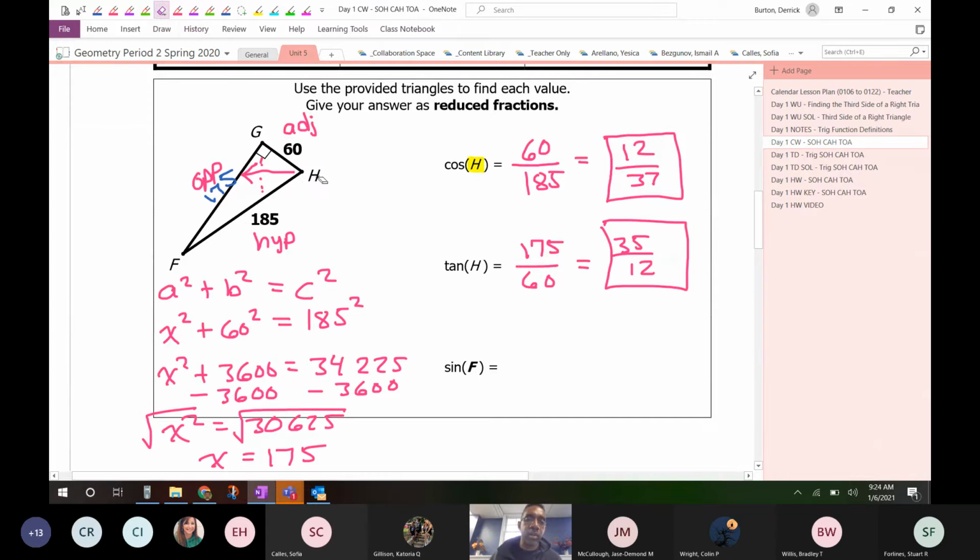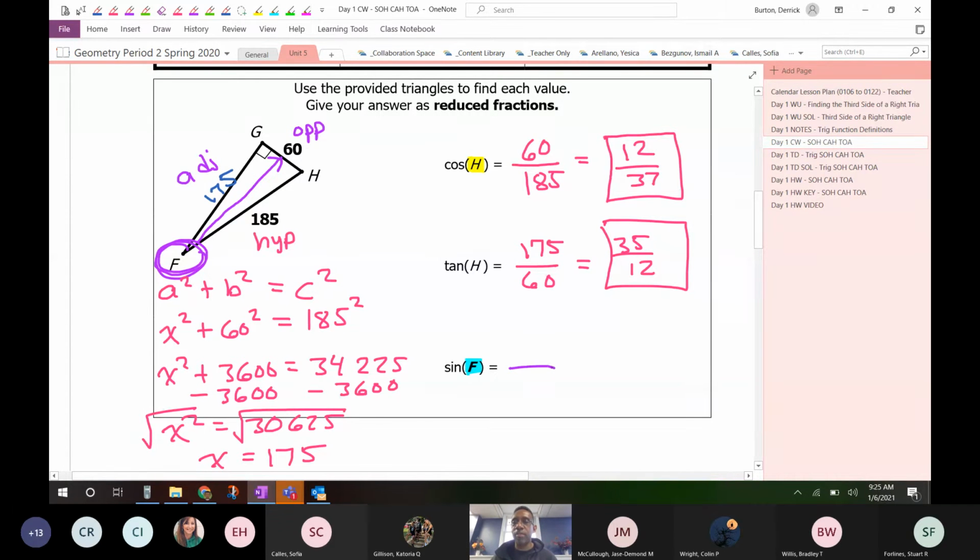All right, so we're going to have to change a couple of things. Let's not erase the 175. The hypotenuse won't change. The hypotenuse is always across from the 90-degree angle, so I don't have to worry about that. But I'm going to circle the F this time because we're talking about angle F. And if I circle angle F and I draw an arrow, that makes this the opposite side. And that means the 175 is now the adjacent side.